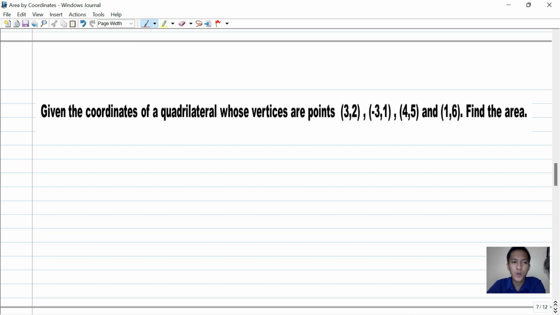So in this video, we are going to solve another problem involving area by coordinate. So this time guys, ang problem na isolve natin is a quadrilateral. So ibig sabihin we have 4 coordinates. So therefore that is 4 vertices.